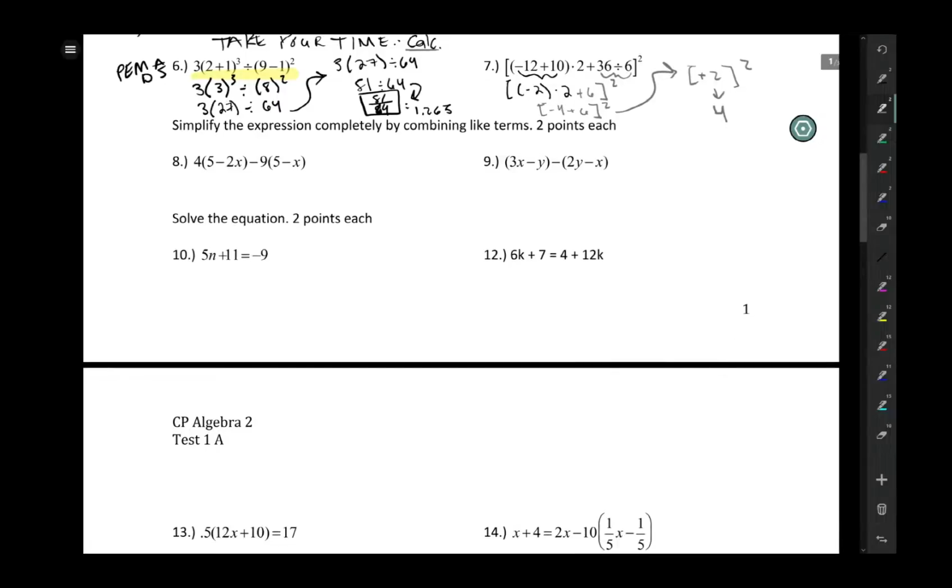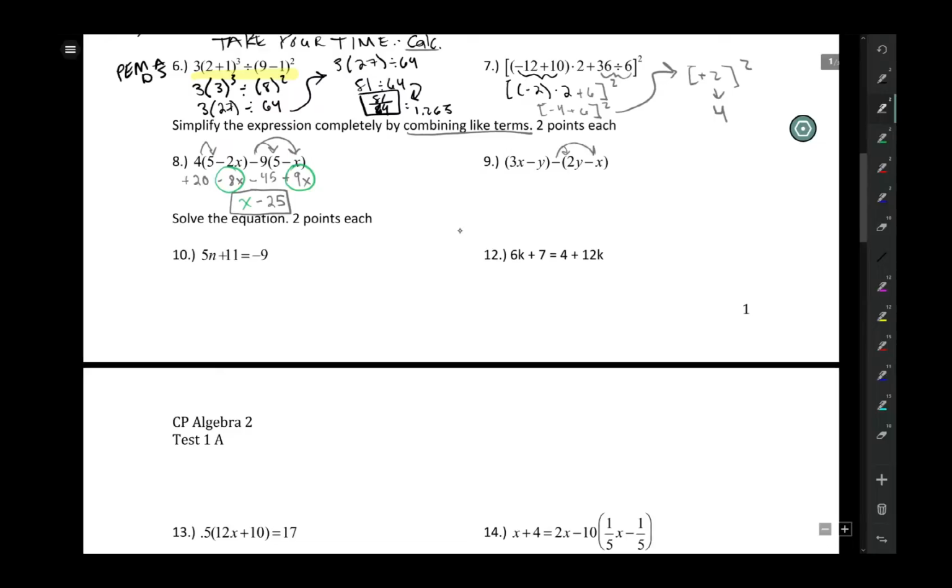Simplify by combining like terms. Alrighty, so distributive property, that's going to be 20 minus 8x. Be careful with negatives, minus 45 plus 9x. Well, let's see what shakes and bakes. I see 8x, I see 9x, negative 8, so this is going to be x, and positive 20 minus 45 is minus 25. Okay, so x minus 25.